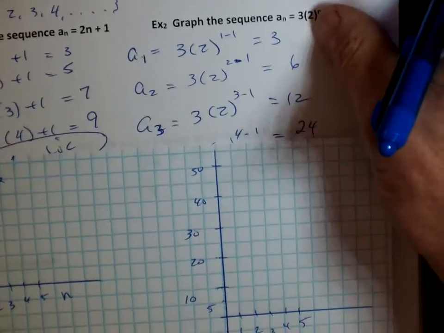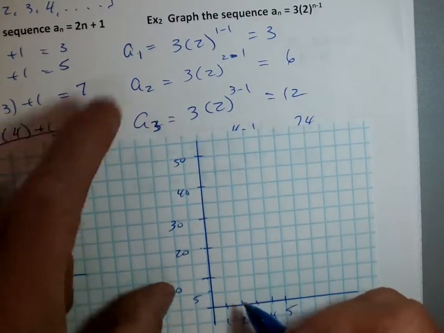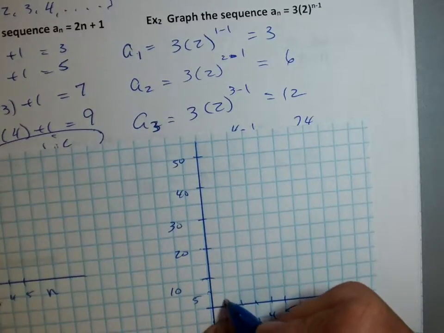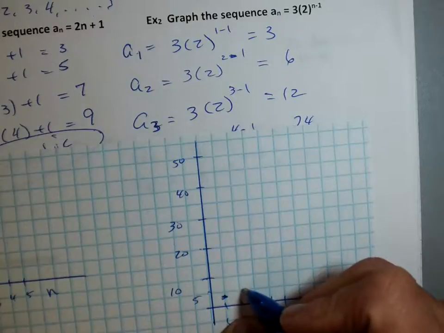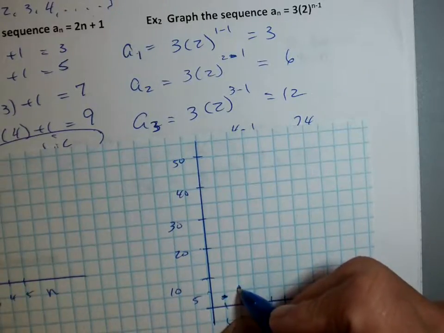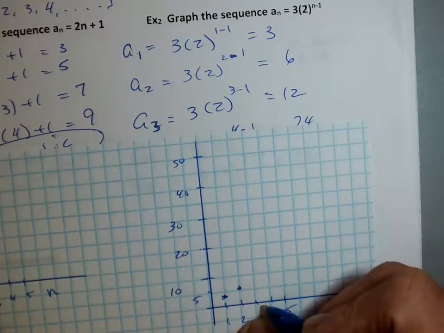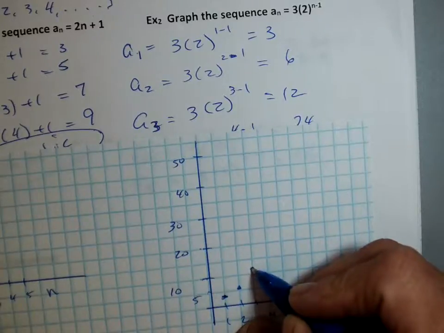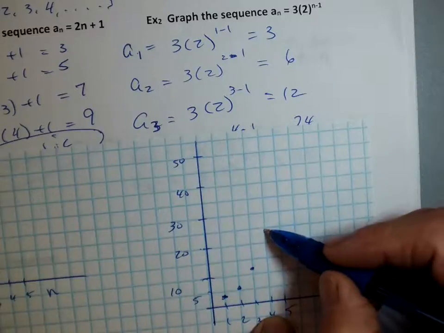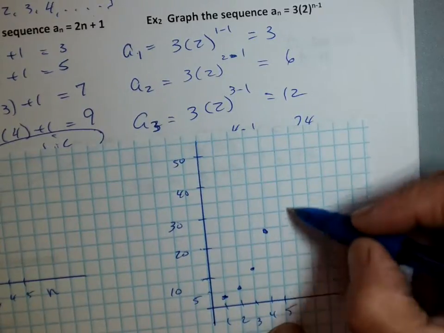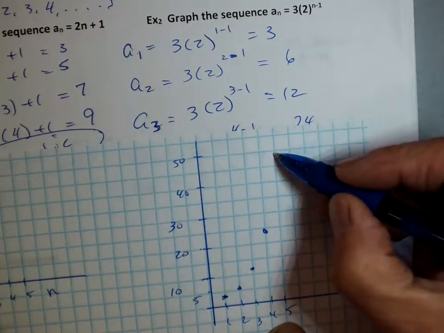If I want to graph my sequence, I'm going to have value 3 for 1. It's about there. 2 is 6. It's about there. 3 is 12. It's about there. 4 is 24. 24 is about there. And 5 is 48, which is about there.